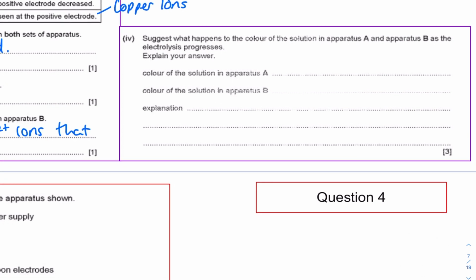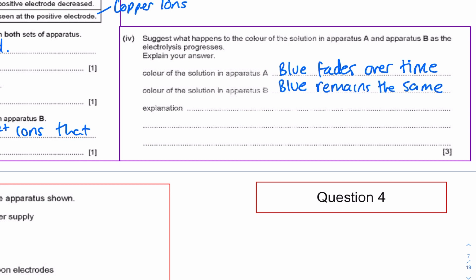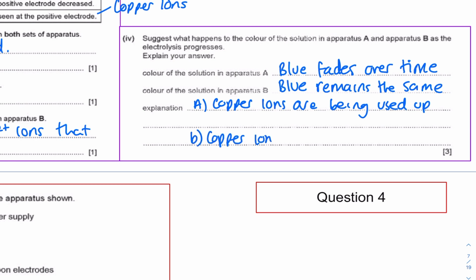Colour of the solution: they are both blue. You can write greeny blue if you like. In apparatus A, the blue colour will fade. And in apparatus B, it will remain the same. So what's the explanation? In A, the copper ions are being used up, and in B, the copper ions are being replaced.